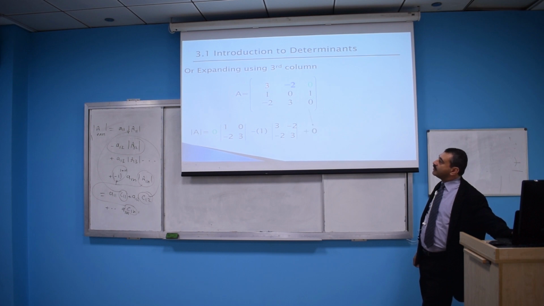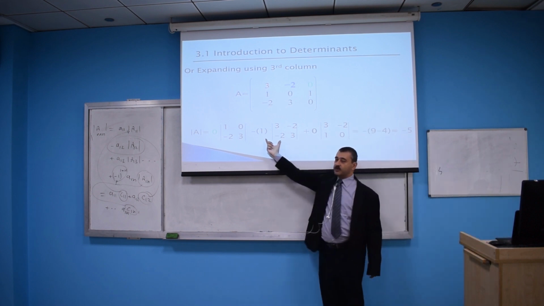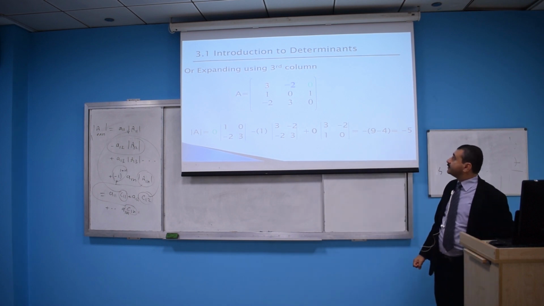Then the third entry term would be 0. So in this case, you just calculate this minor determinant to get the answer, and you get the value of your determinant. Okay?